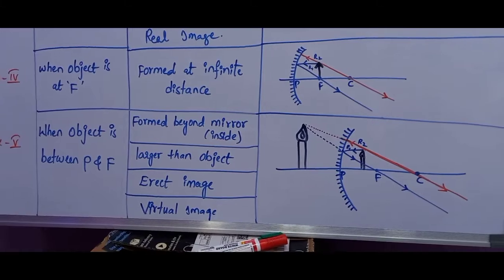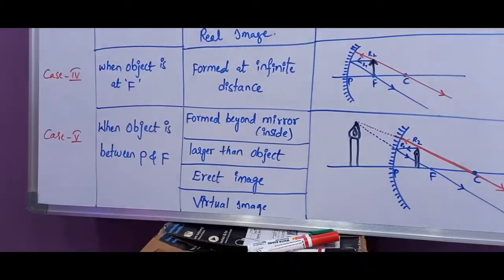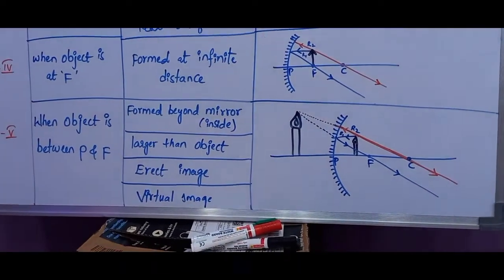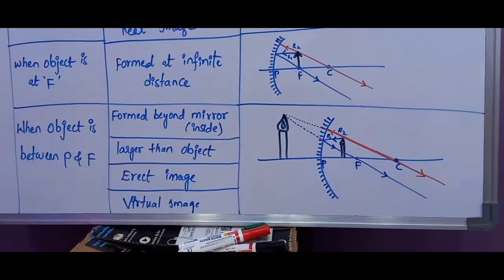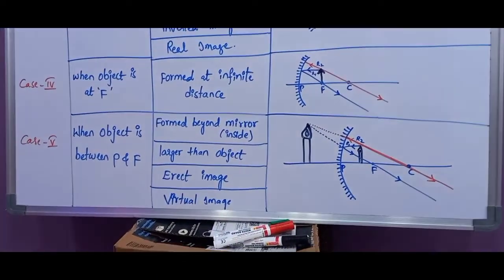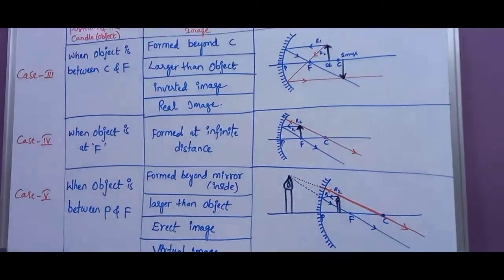Here children, you have to remember, when the object is placed between P and F, the image is going to be formed beyond the mirror, and it will be a virtual image. A concave mirror can form a virtual image only in this case. So this is the most important point, children, remember.